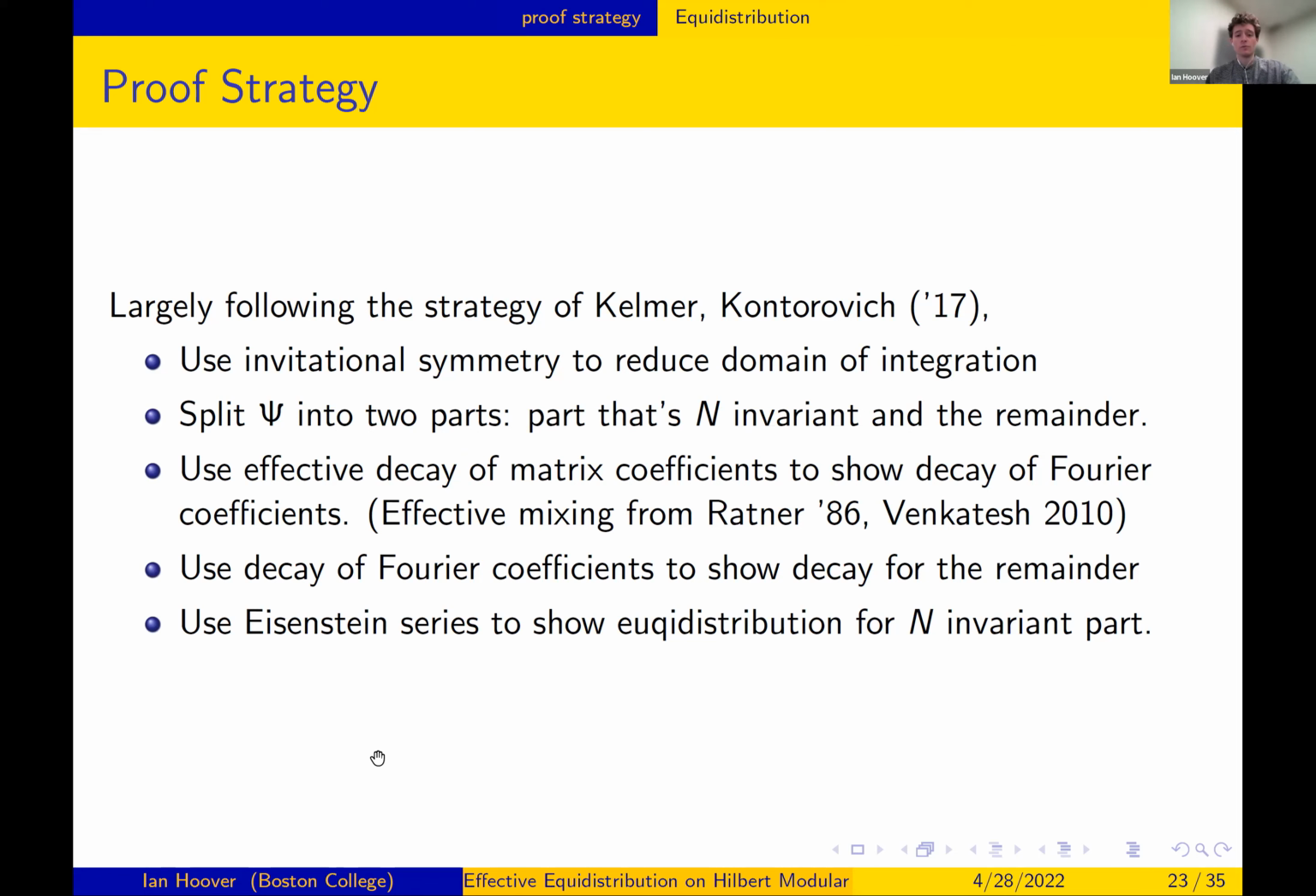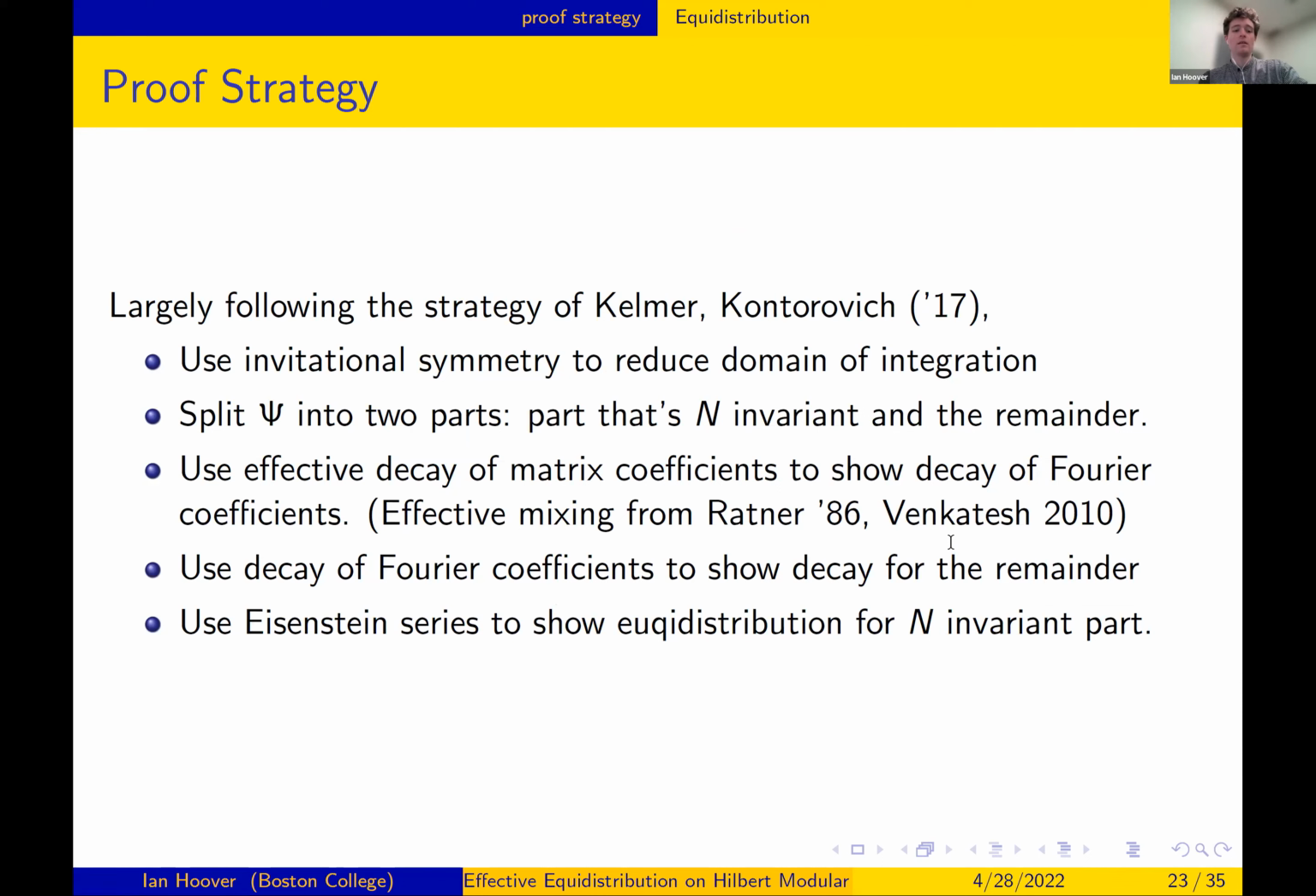So we use the involutional symmetry that I was talking about before, so we are not actually integrating over the full diagonal orbit. And we take our test function and split it into two parts. We look at the part that's invariant under the action of the unimodular group, and then everything else. And we use what we call decay of Fourier coefficients to show that this remainder part essentially goes to 0, and that is what gives us the error term of the equidistribution.